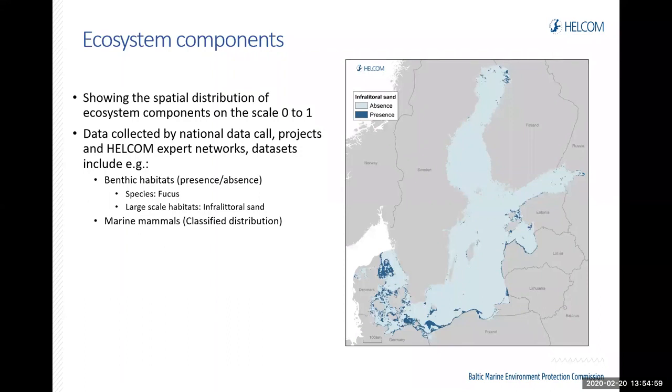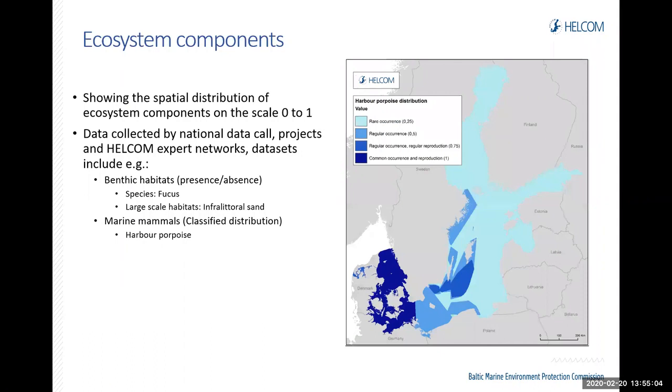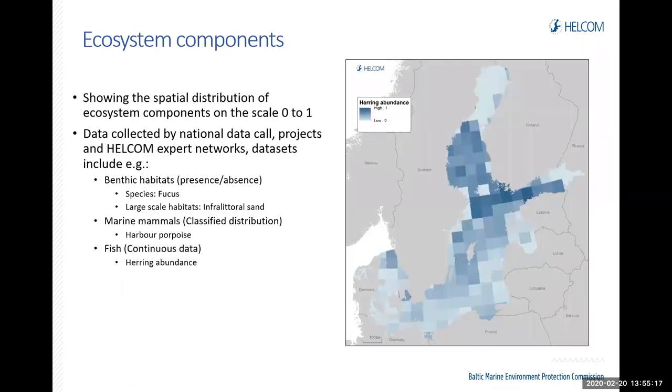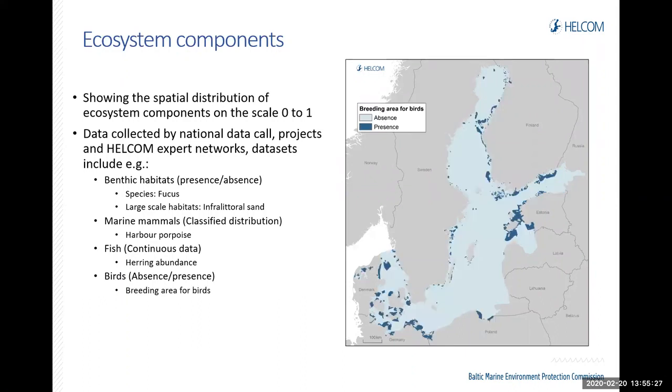Then we also have classified distributions. So for example, for harbor porpoise, there are classes for different kinds of occurrence, and they are all assigned a value. So we get these classified values. And also some continuous data, like for the fish. So we have the abundance as a value from 0 to 1. And then one more example of presence-absence is birds. So you either have birds or you don't have birds.